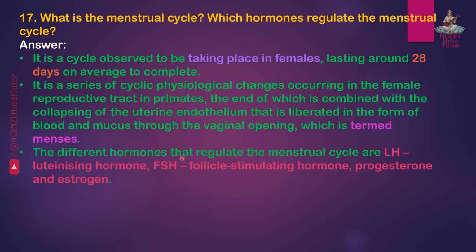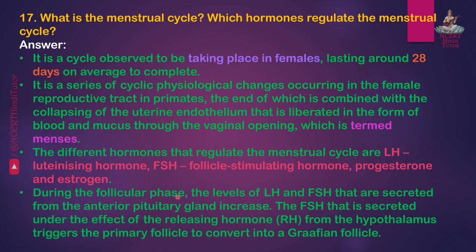The different hormones that regulate the menstrual cycle are LH, luteinizing hormone, FSH, follicle stimulating hormone, progesterone, and estrogen. During the follicular phase, the levels of LH and FSH that are secreted from the anterior pituitary gland increase. The FSH that is secreted under the effect of the releasing hormone RH from the hypothalamus triggers the primary follicle to convert into a Graafian follicle.